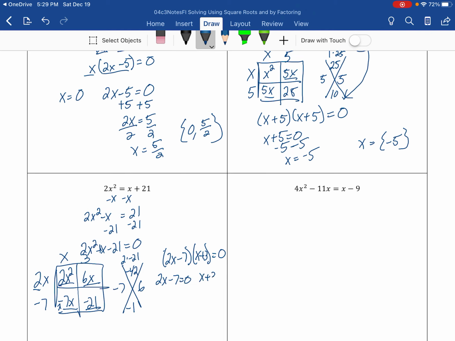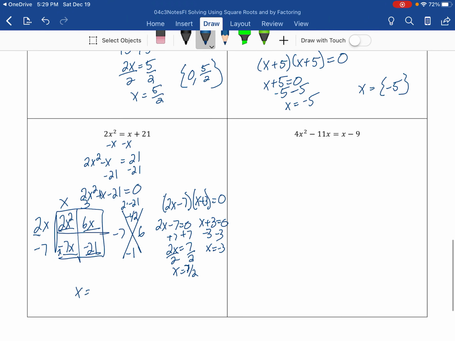I set each factor equal to 0. 2x minus 7 equals 0. x plus 3 equals 0. I add 7. 2x equals 7. Divide by 2. x is equal to 7 halves, and that's a fine answer. Minus 3, x equals -3. And so x is going to be equal to -3 and 7 halves, or 3.5.